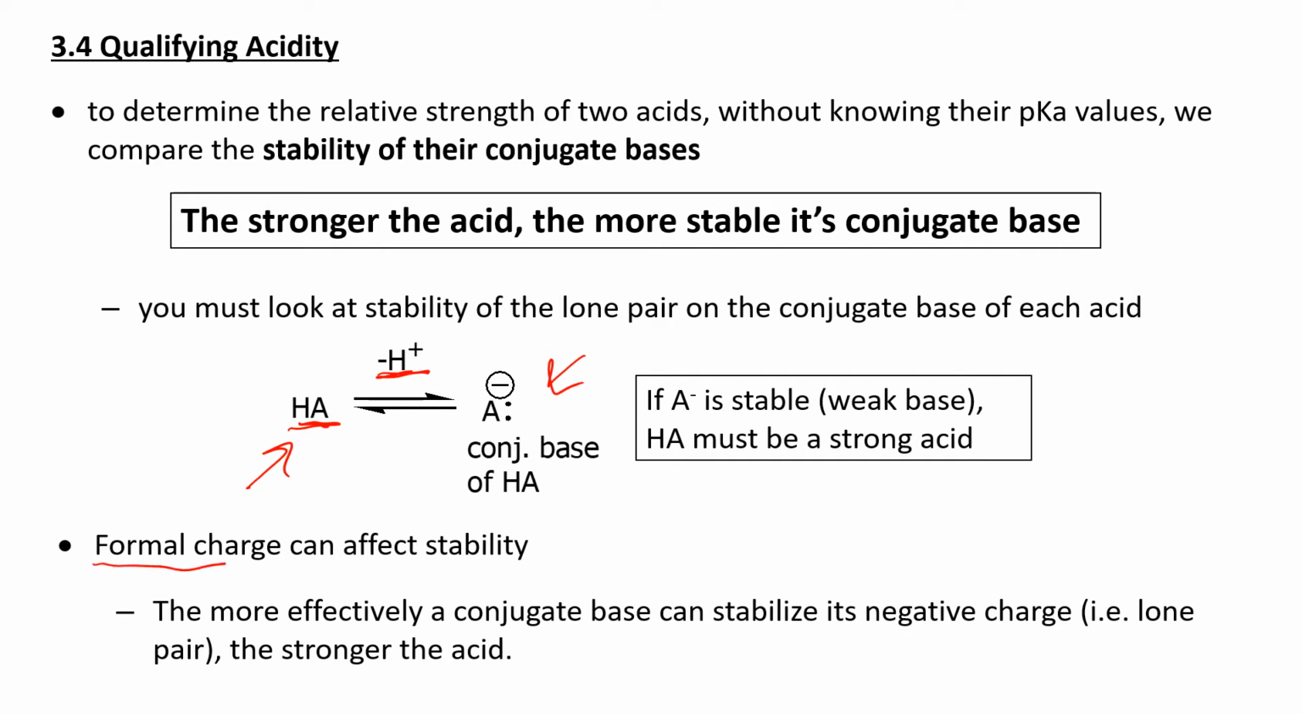So formal charge is very important here. Formal charges will affect the stability. The more effectively a conjugate base can stabilize that formal charge, the stronger the acid. That's the key concept that will underscore each of the points that we make as we compare acidity from a qualitative perspective.